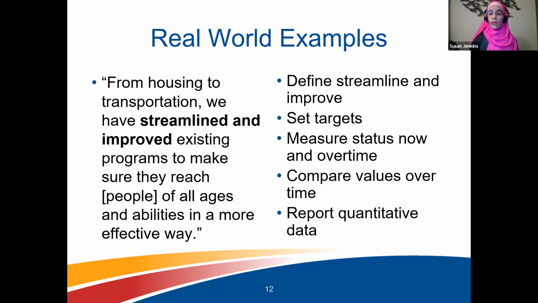So improving existing programs, does that mean improving the amount of service that's available, the quality of service, the match between the services available and the needs of the communities? Defining these things, streamlined and improved in ways that are measurable, is really important. It's also important to set targets.